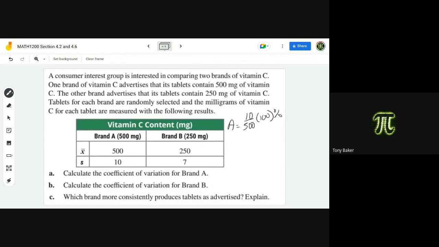How would it be written on the test? They're going to give you some information for you. It'll say x-bar, or it'll give the other symbols if it's the entire population. So A is 2%. And now find me B.